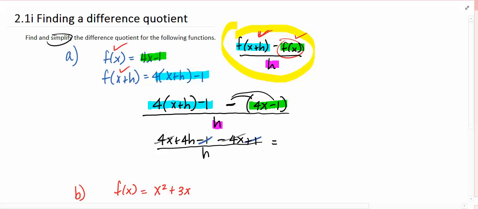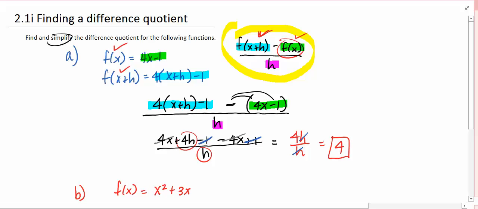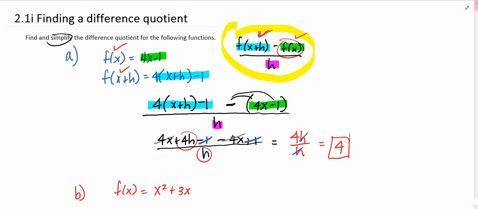So let's take a look at what's remaining at the top. I have a 4h at the top and an h at the bottom. Well, I know that those cancel out. They divide each other away. And so I'm going to get a 4 as my answer. Now, the difference quotient basically is just the slope of whatever we're talking about. And if it happens to be linear, well, then I know exactly what my answer should have been.